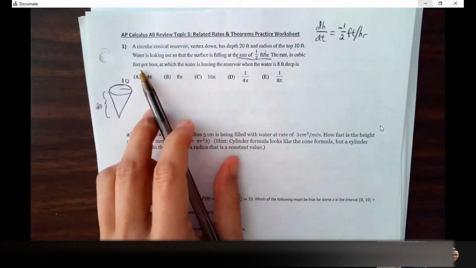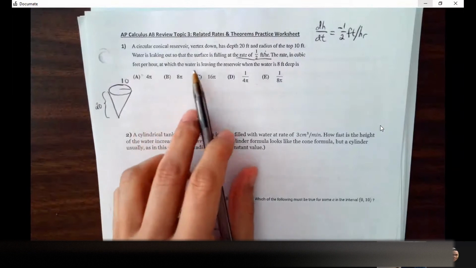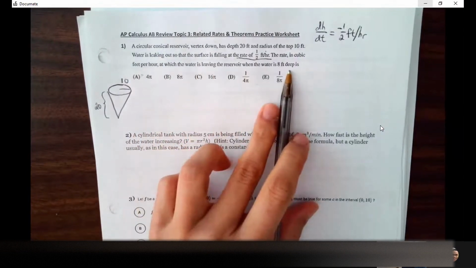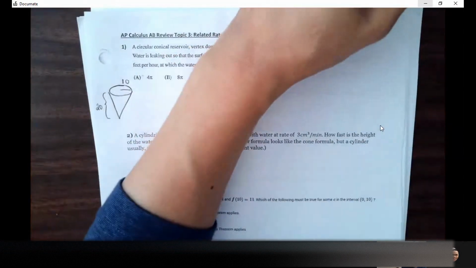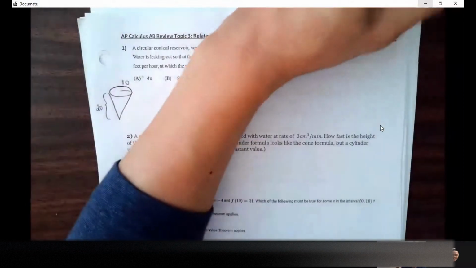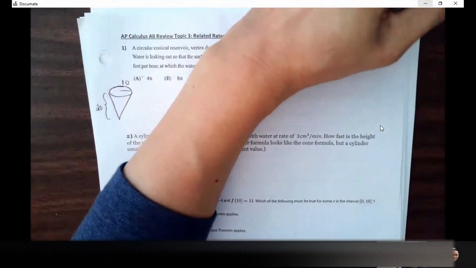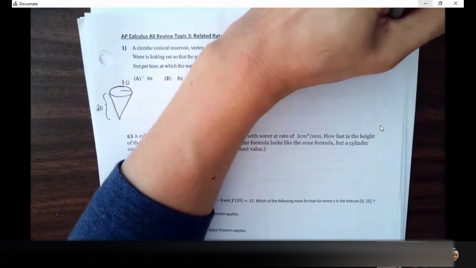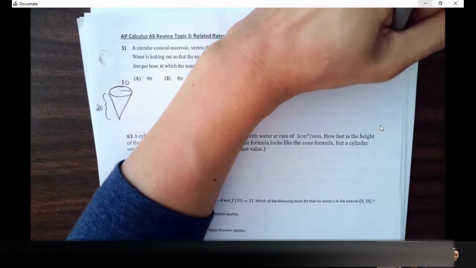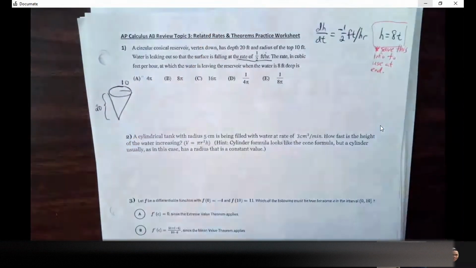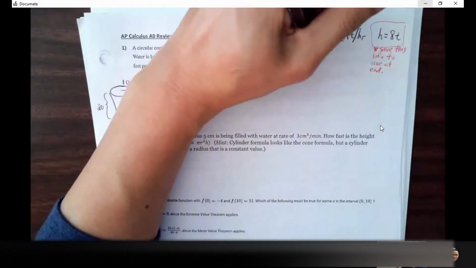Okay. The rate in cubic feet per hour at which the water is leaving the reservoir when the water is 8 feet deep. So we have this moment in time when h is 8 feet, which we're not going to use until the end. So save this information to use at the end. Do not use it in the beginning. We're looking for dV/dt. So that's our goal here.